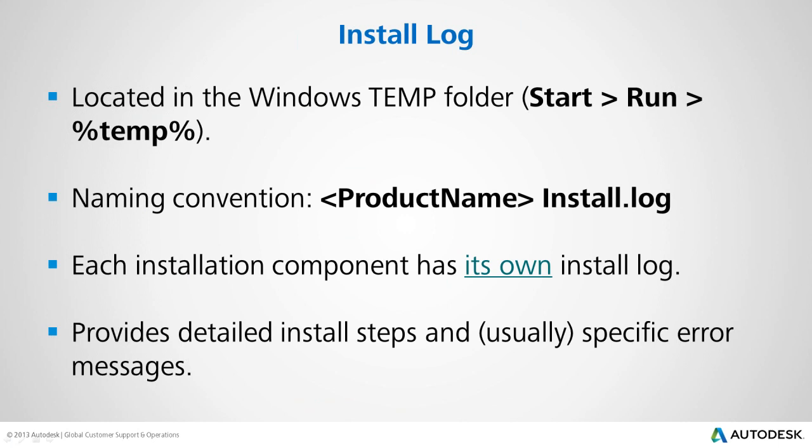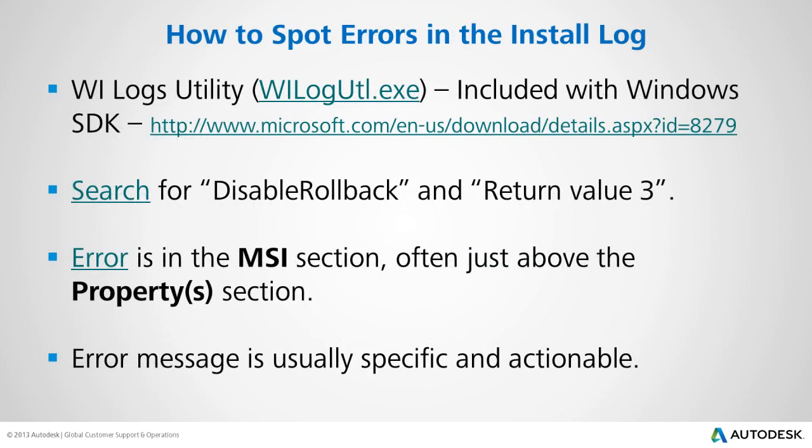So again, it provides detailed install steps, and unlike the setup log, it will usually have specific error messages. It can lead you to exactly which file is having the problem, which registry key it's failing on, if there's any registry permissions, or in the case of what we're going to see in this upcoming log, it will show you why the BIM 360 add-in is failing to install. So how on earth do you spot errors in the install log?